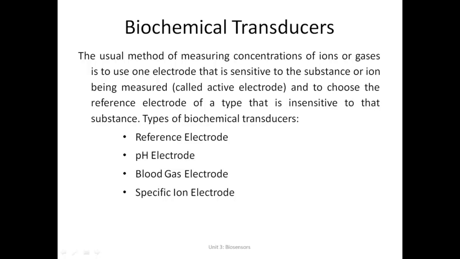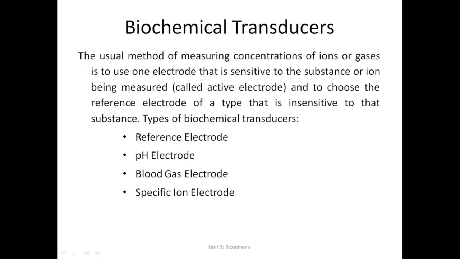With respect to the concentration of that particular ion or gas in the fluid, or in the electrolyte, the active electrode will develop a certain potential, and the reference electrode will not change its potential. So when we compare the two, the reference is considered as zero potential, and with respect to that, we can measure how much potential the active electrode has developed. From that, we can find out the concentration of the concerned ion in the electrolyte, in the substance or the fluid that we were considering.